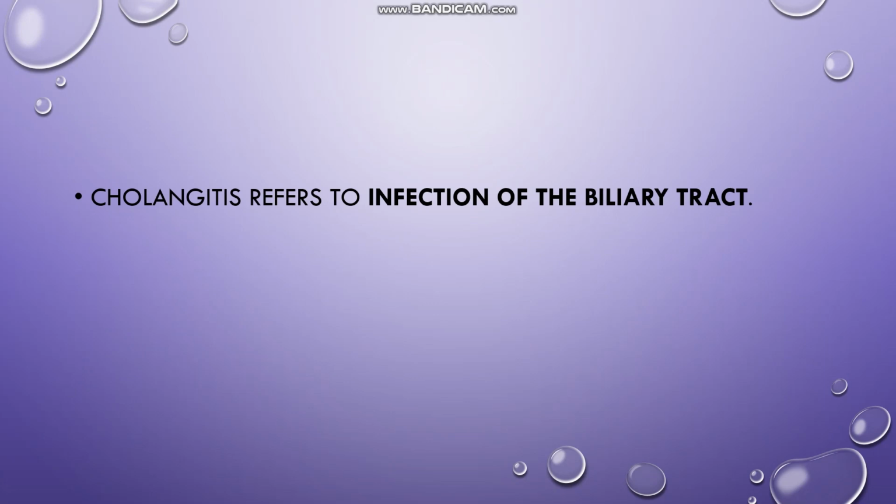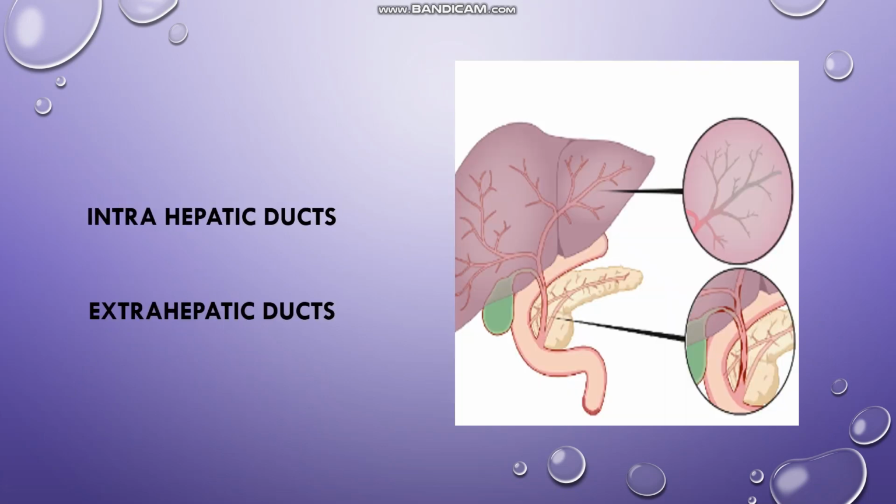Cholangitis is basically an inflammation or infection of the biliary tract or the biliary tree. Let's first have a look at the biliary system. The liver is made up of intrahepatic and extrahepatic ducts. The intrahepatic bile duct system is present inside the liver, which carries bile inside the liver. These are also called ductules.